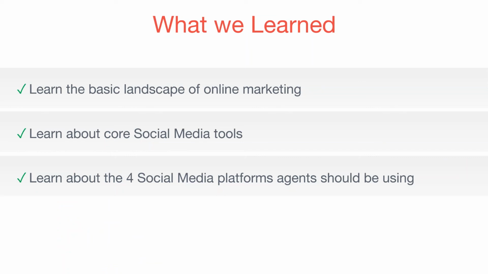All right. So what we learned today was we learned the basic landscape of online marketing. We learned about core social media tools, and we learned about the 4 social media platforms agents should be using. In conclusion, SEO and PPC are helpful to be knowledgeable about, but can be overwhelming as so many people want to be on page 1. A solid alternative is an active social media presence. There are a lot of tools out there to help you to maximize your social media presence and get your content out there.